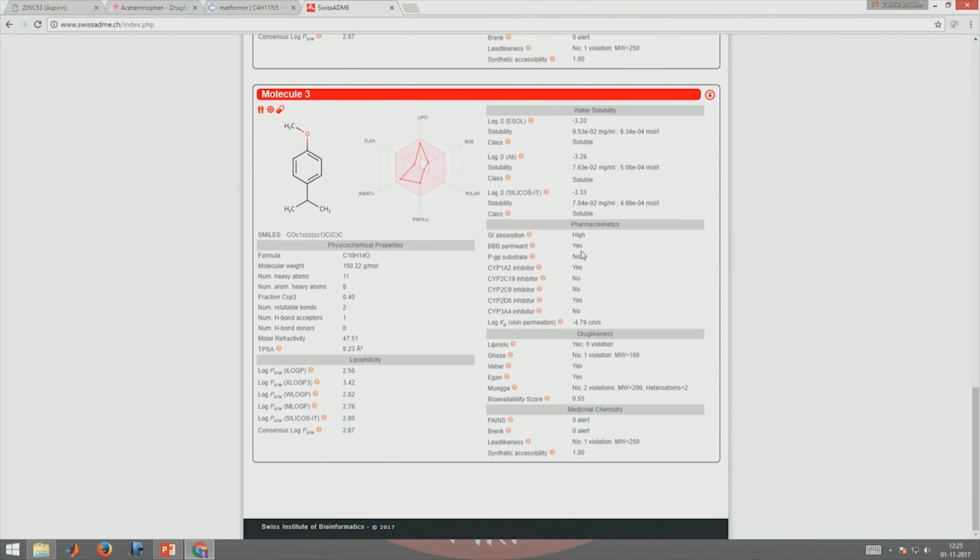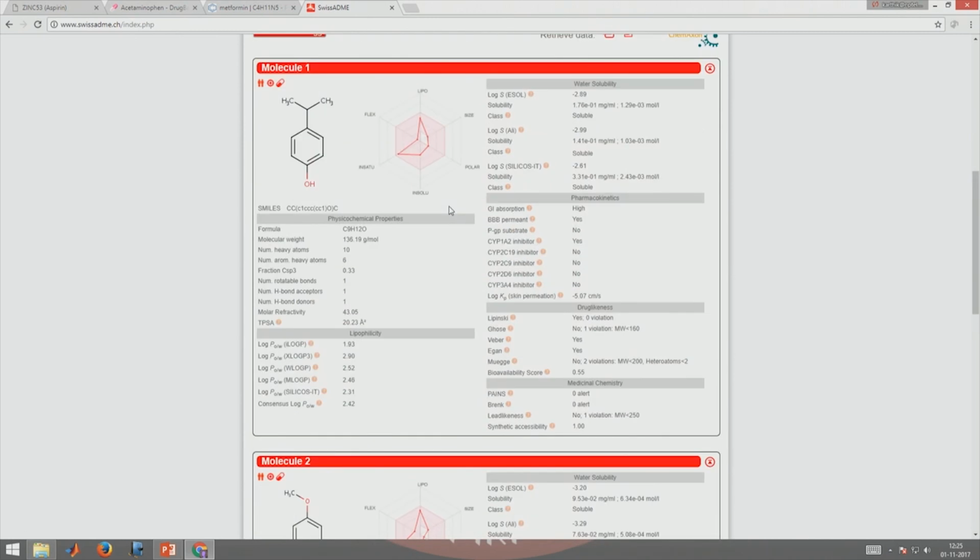So BBB, still it is penetrating. As you can see, log P has gone up to 2.87. Bioavailability has not changed much. Okay, number of heavy atoms has gone up to 11 because we have added one CH3. Total polar surface area has come down about 9.23. Okay, solubility is still good, it's still soluble, it's BBB penetrating, GI absorption is still good.